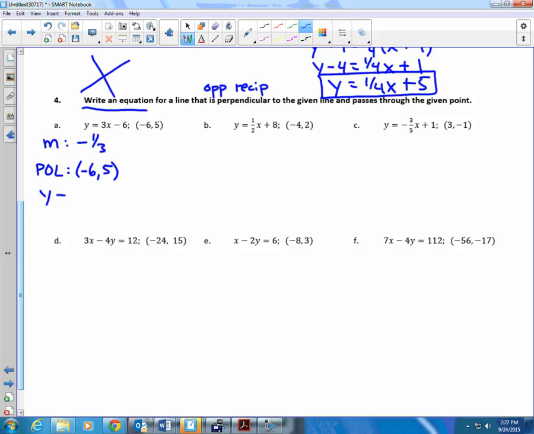Y minus what? 5 equals negative 1/3 times x plus 6. What's negative 1/3 times 6? Negative 2. Good. Add 5 to both sides. Y equals negative 1/3 x plus 3.